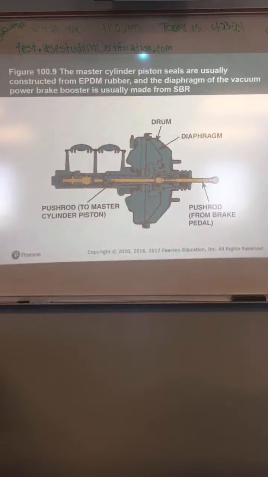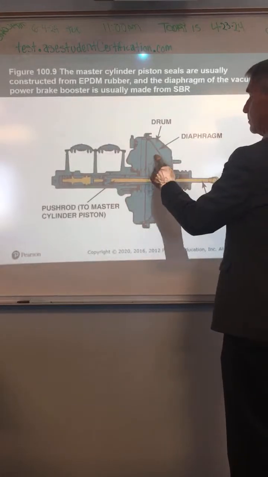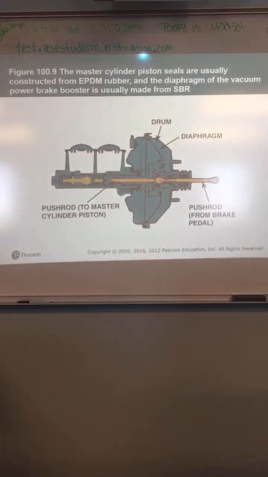Okay, master cylinder piston seals are usually constructed from EPDM rubber, and the diaphragm in the vacuum power brake booster is usually made from SBR. Sometimes the master cylinder will leak and it will get into the brake booster. Sometimes it will damage this diaphragm and the brake booster. If that's the case, you'll have to replace both of them.